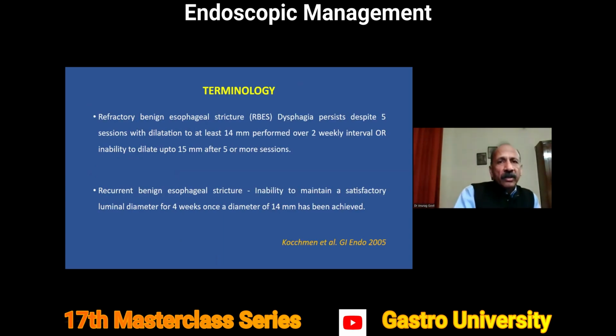Now, just to get this terminology right, refractory are the ones which I find dilating these patients at a 2-weekly interval. I've done about 5 sessions, so that's about 10 weeks, and I've not reached even 14 millimeters. So that's what is called refractory. And recurrent is where we've been able to dilate them well. We've reached even up to 15, but the lumen diameter does not last even 4 weeks. And they keep coming back to you, and that's when it is called a recurrent stricture.